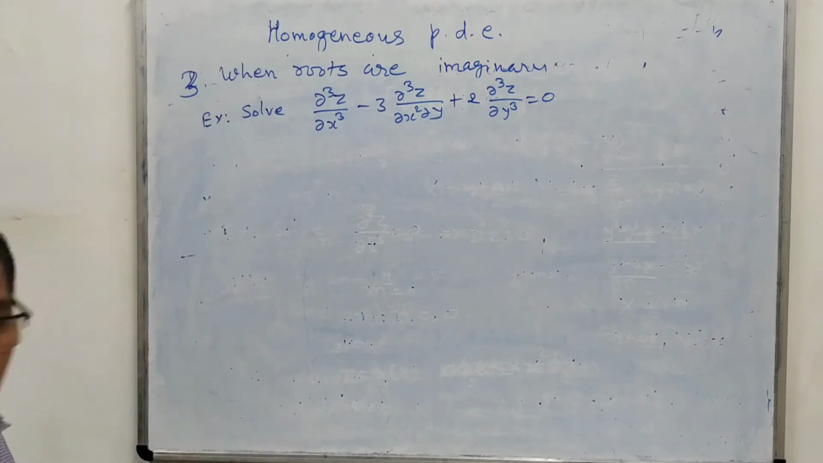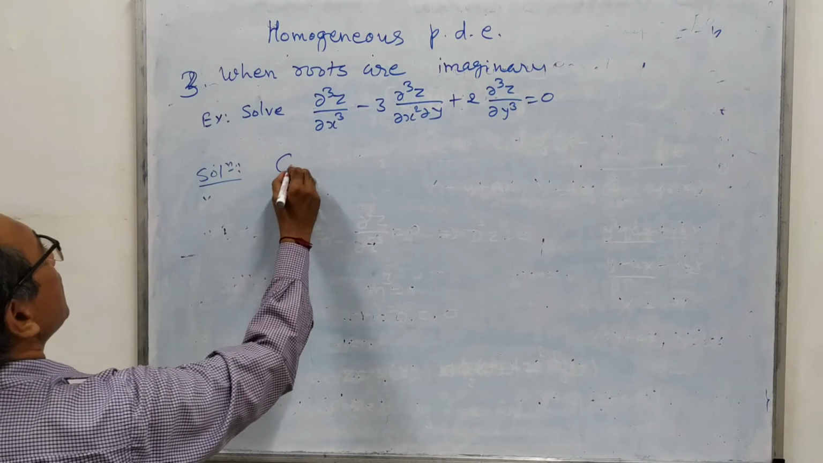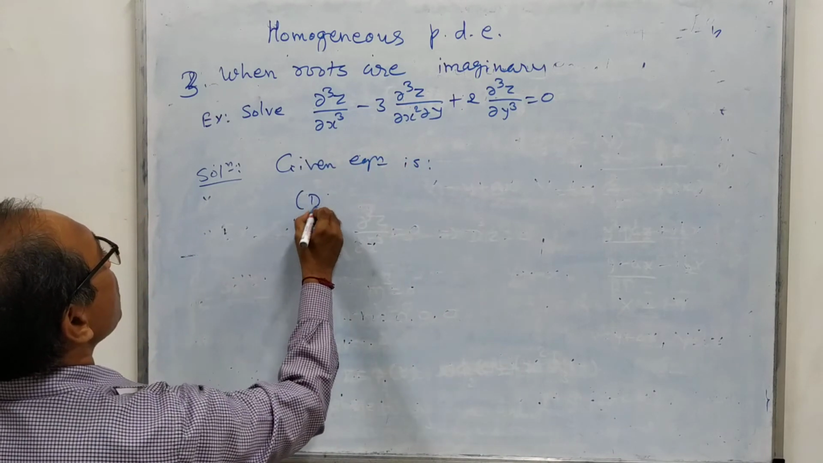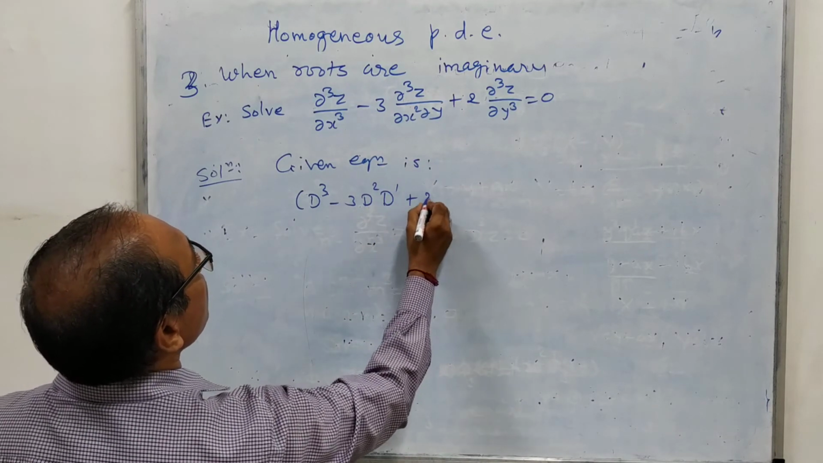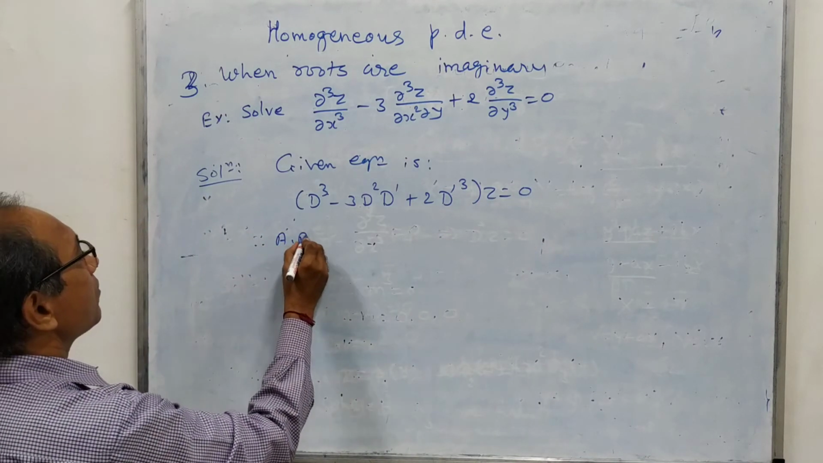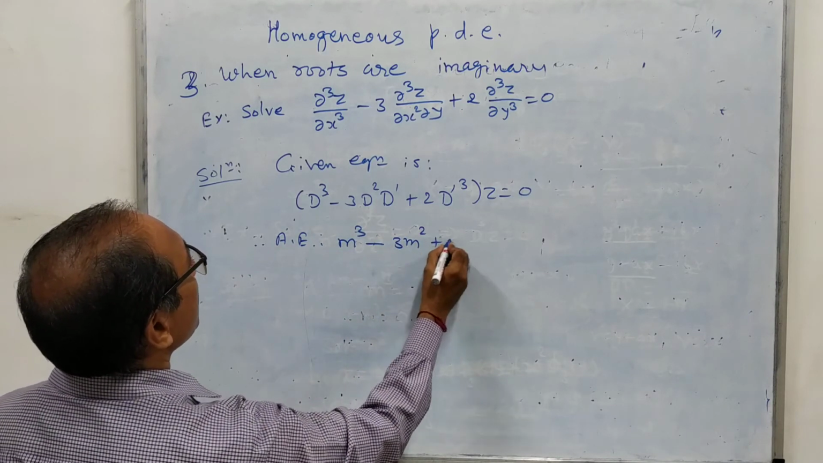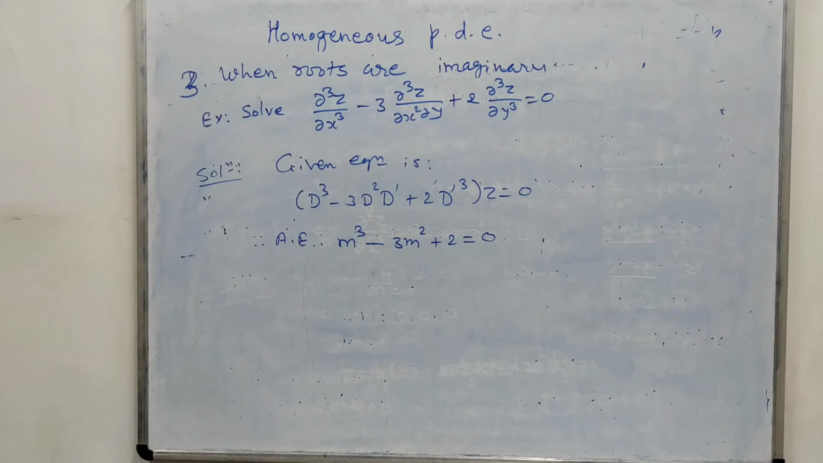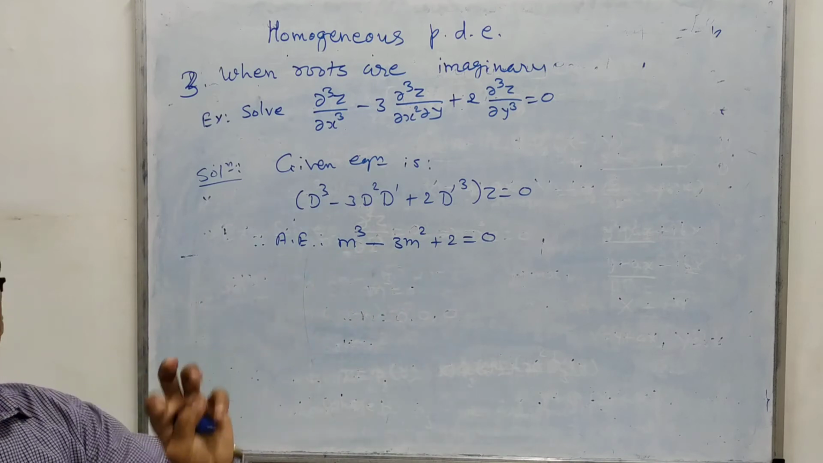So we don't require to write down the CF, we can simply write down z there. Solution: first of all, we put the given equation as (D³ − 3D²D′ + 2D′³) z = 0. And therefore our auxiliary equation will become m³ − 3m² + 2 = 0. It is a third order polynomial, so there will be three different roots.